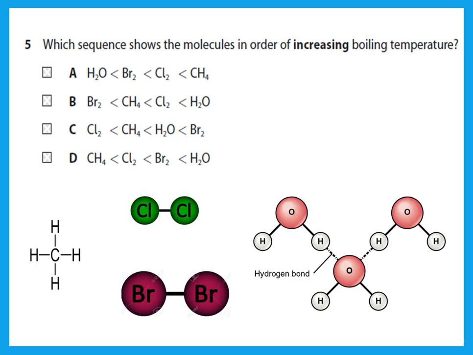What about water? Well, we should know that water forms hydrogen bonds between the molecules, so that would be a higher boiling temperature than the others because the others only have van der Waals forces. So as we look at it, the smaller molecule will have the lower boiling temperature. So the order in this case would be the methane and then chlorine and then bromine and then the water because the hydrogen bond is the stronger of all of these interactions.